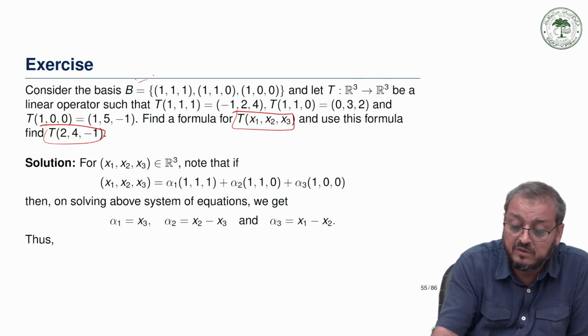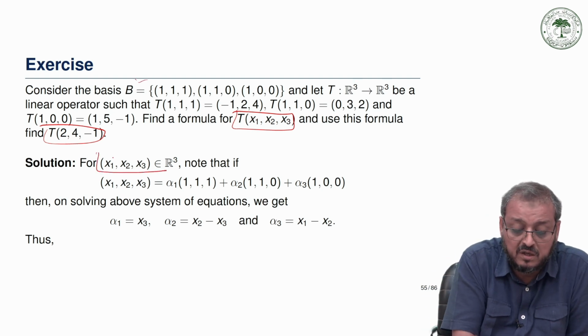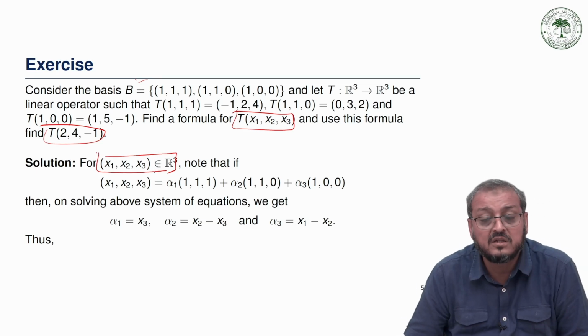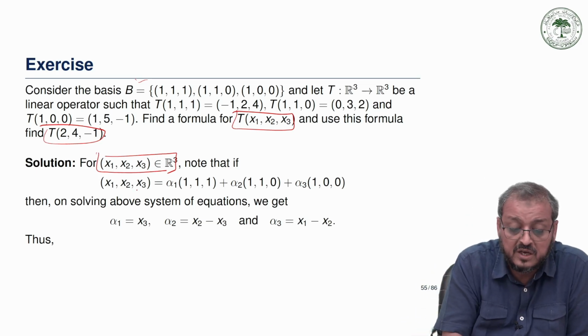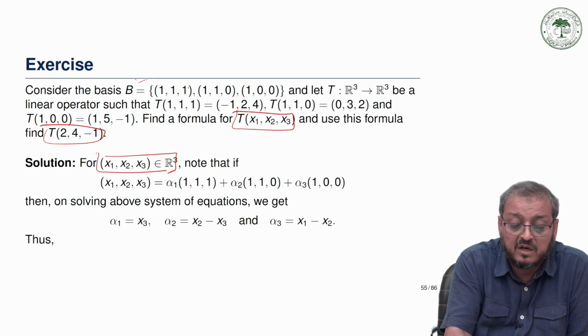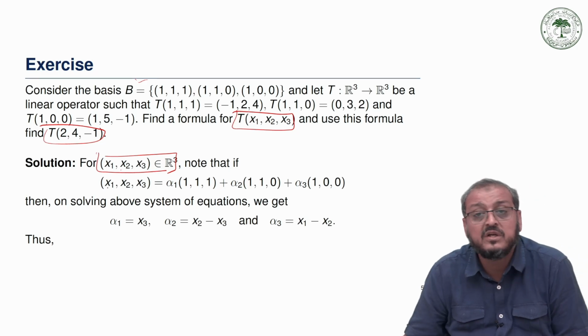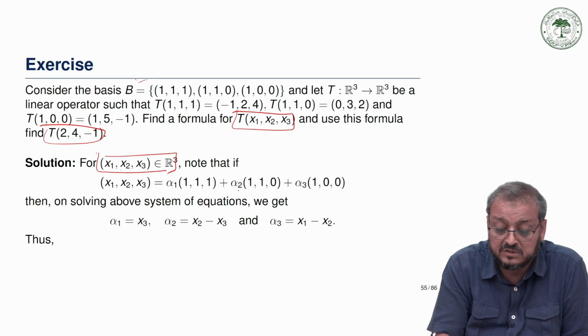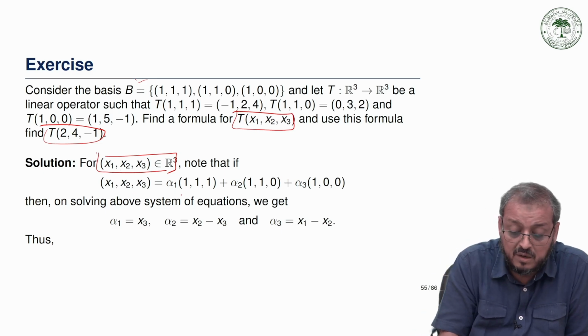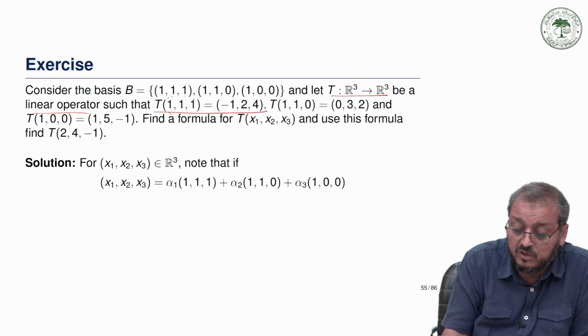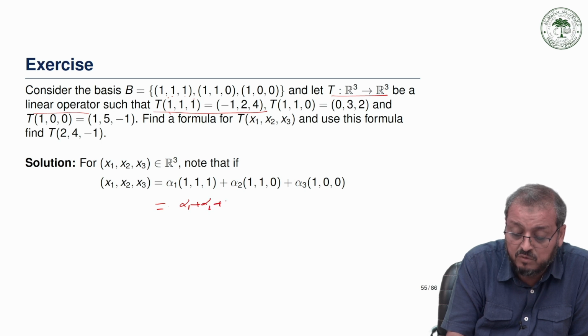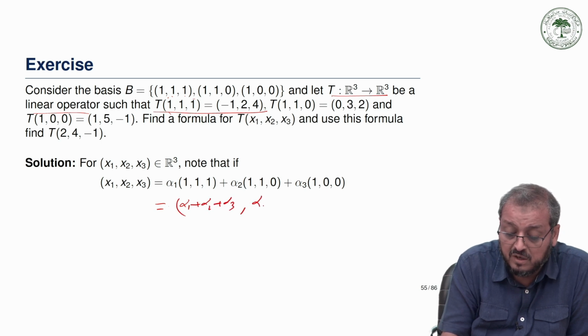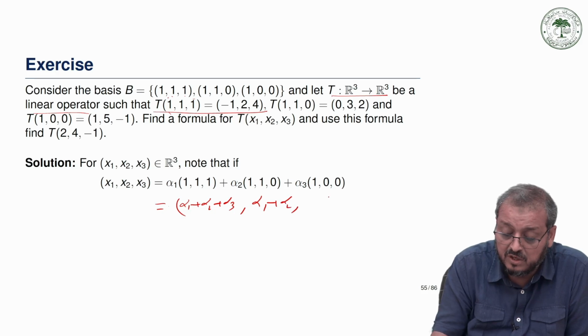Because this is a basis of R3, we take any arbitrary vector (x1, x2, x3) belonging to R3. Since the basis vectors span R3, this can be written as a linear combination of the elements of this basis. So (x1, x2, x3) equals alpha 1 (1,1,1) plus alpha 2 (1,1,0) plus alpha 3 (1,0,0). Now we can write it into this form: alpha 1 plus alpha 2 plus alpha 3, then alpha 1 plus alpha 2, then alpha 1.